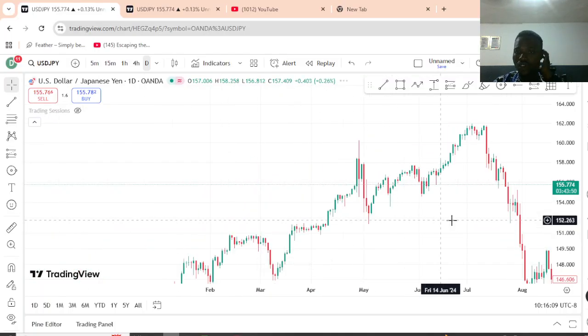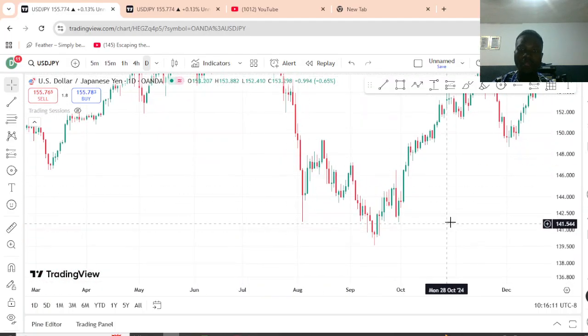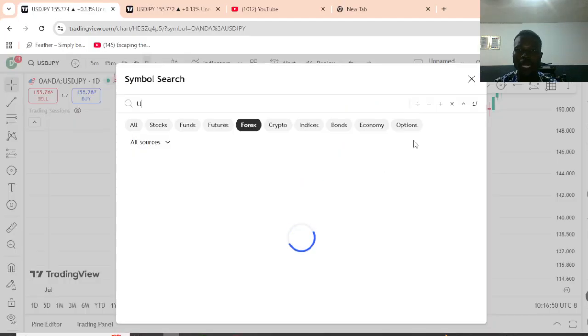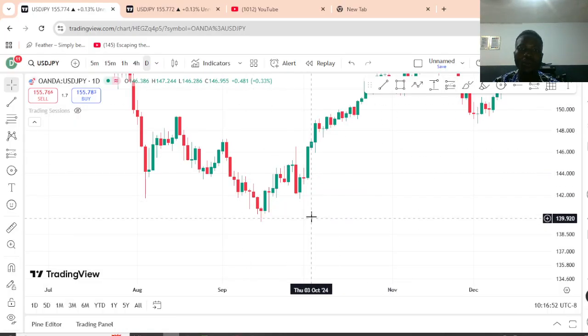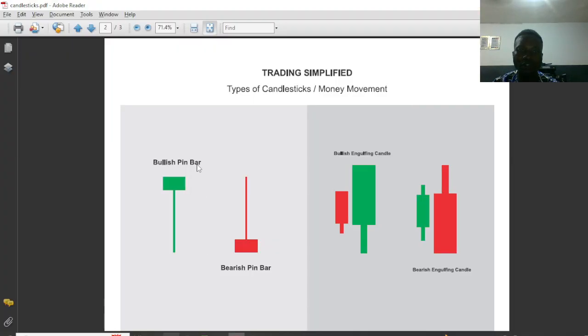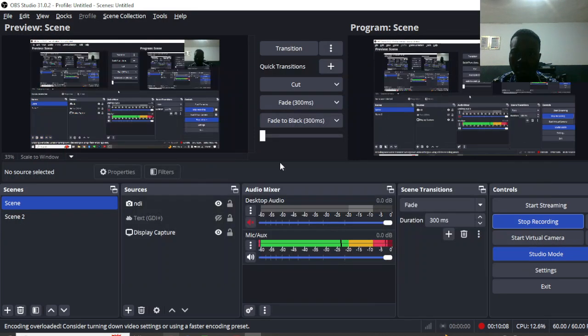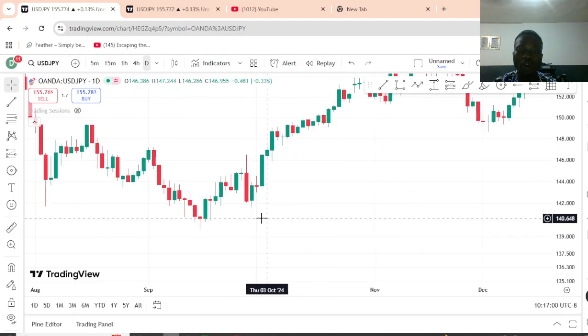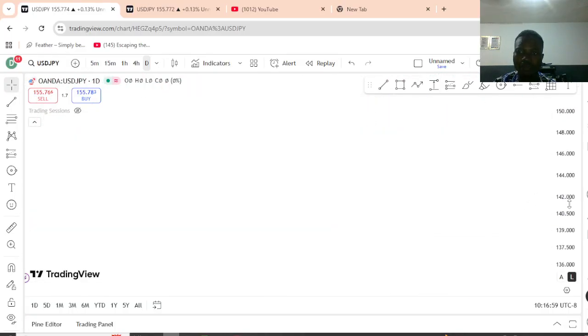All right, so I'm going to look for a pin bar right now. Okay, it's very easy. So right now we can see the example of a bullish pin bar. All right, this is the example of a bullish pin bar.